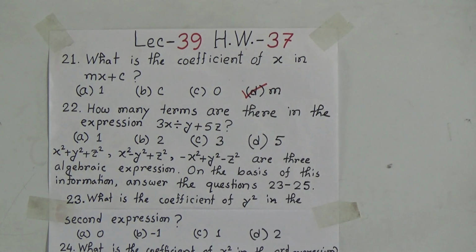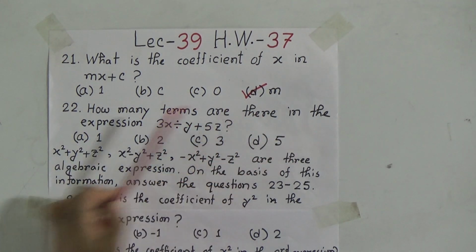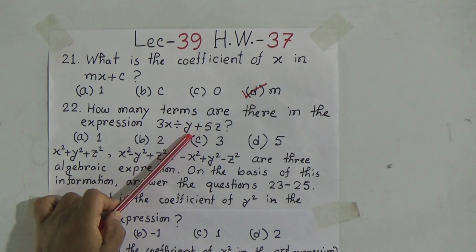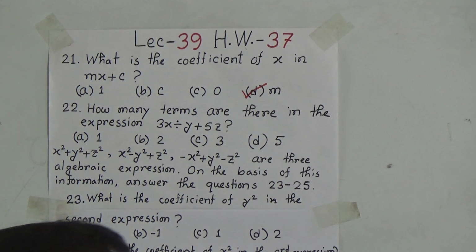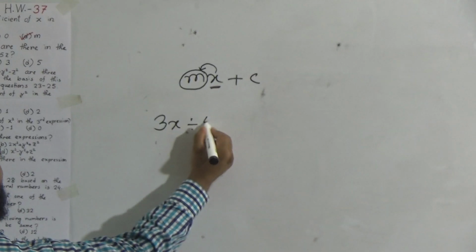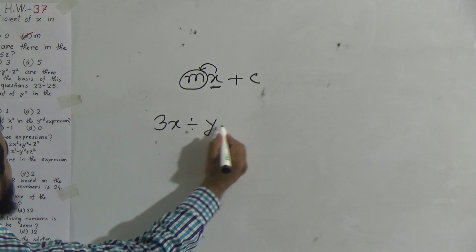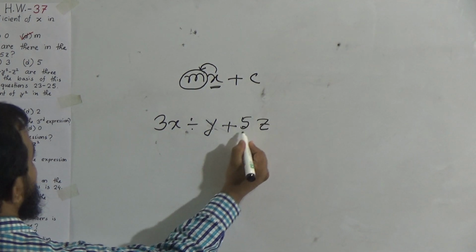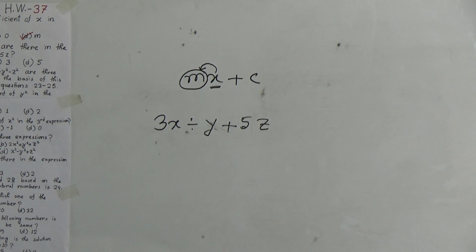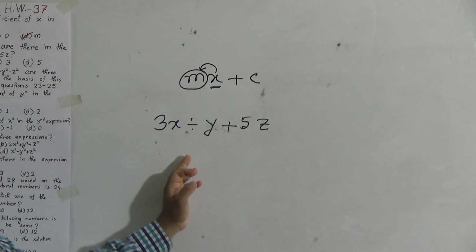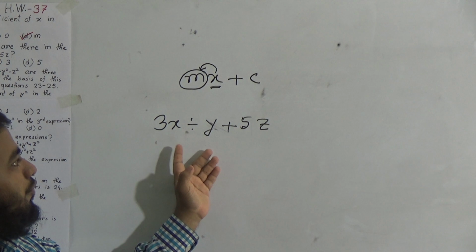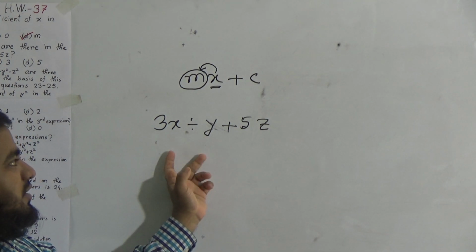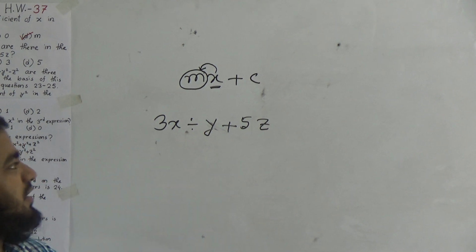Okay. Now number 22. How many terms are there in the expression thrice x divided by y plus 5z? Okay, dear students, look, we have to find out how many terms there are. To find out the number of terms, we have to know the rule. The rule is we have to find out how many plus signs and minus signs are in this expression.